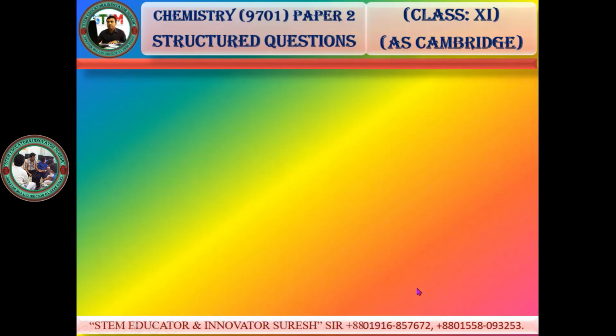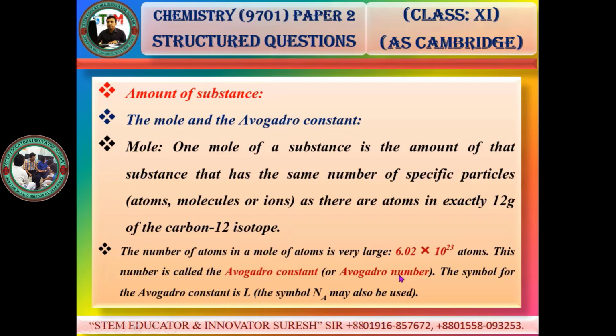Okay. Next, we want to see amount of substance, the mole and the Avogadro constant. First of all, we want to define mole. 1 mole of a substance is the amount of that substance that has the same number of specific particles. What is particle indicating? It means atoms, molecules or ions, as there are atoms in exactly 12 gram of the carbon 12 isotope.